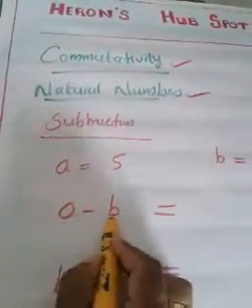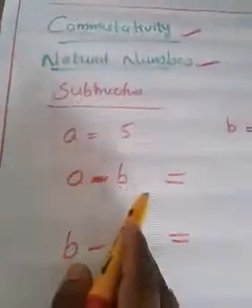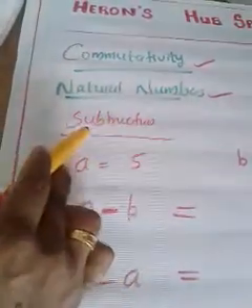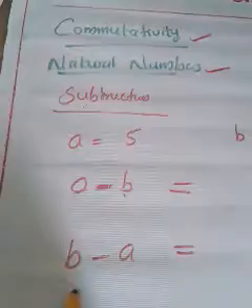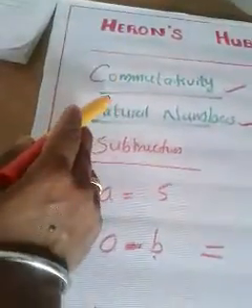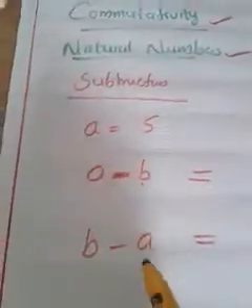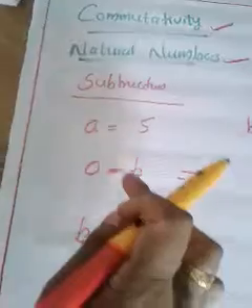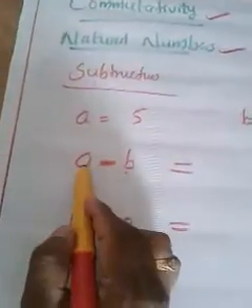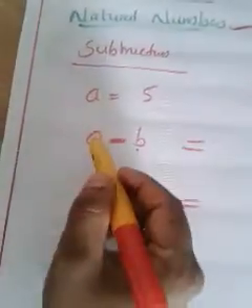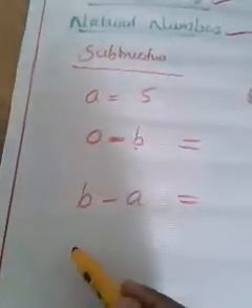Why does it become a minus b? Because the operation is subtraction here. So we need a minus b, then just take the reverse of that, b minus a. Always, in order to check commutativity under subtraction, we need a minus b and b minus a. Under multiplication, we need a into b and the reverse, b into a. That is a specialty of the commutative property. Whenever you are doing a minus b, we need b minus a. Whenever you are doing a into b, we need b into a.